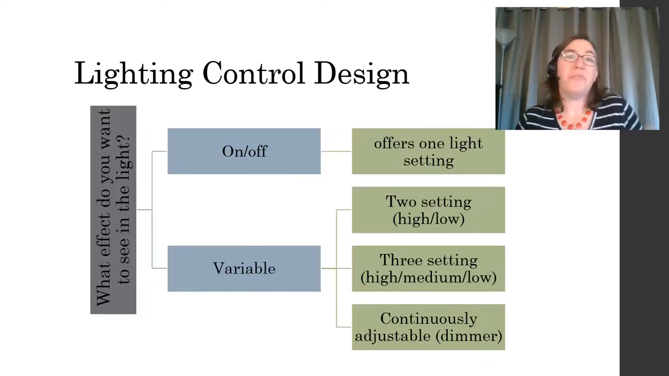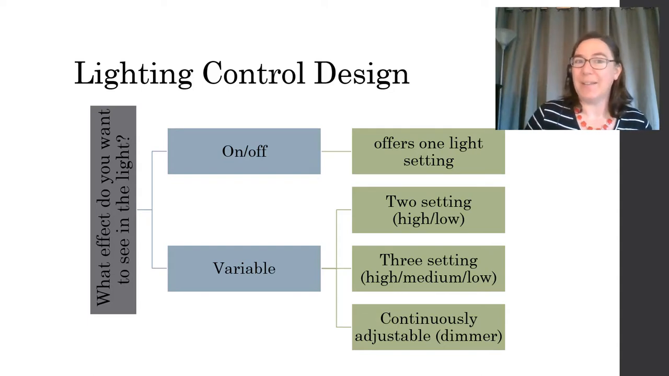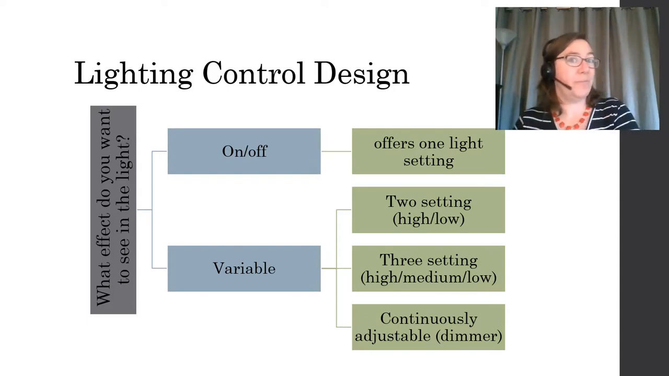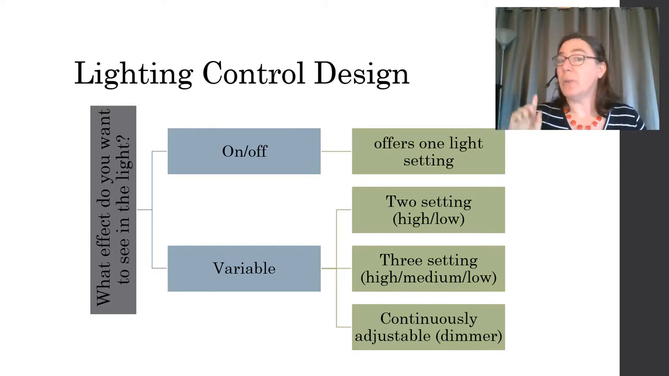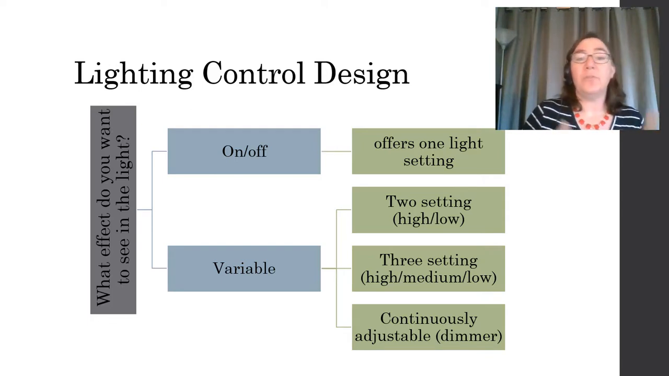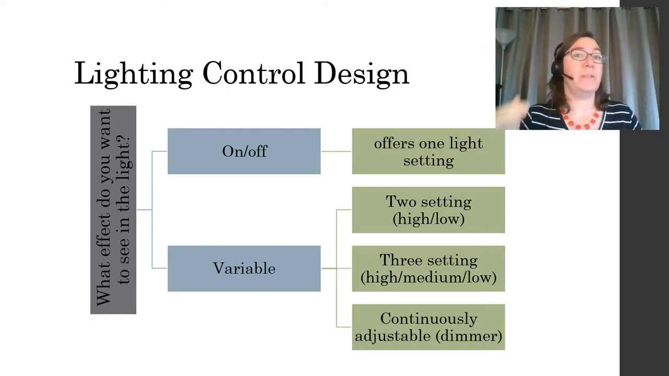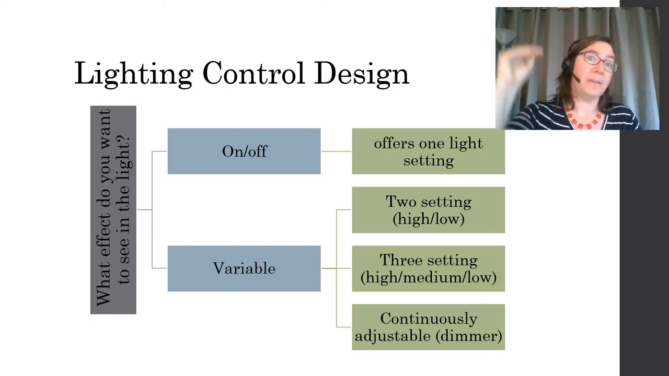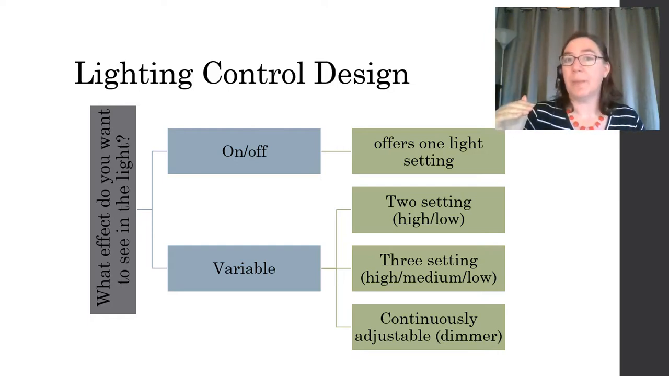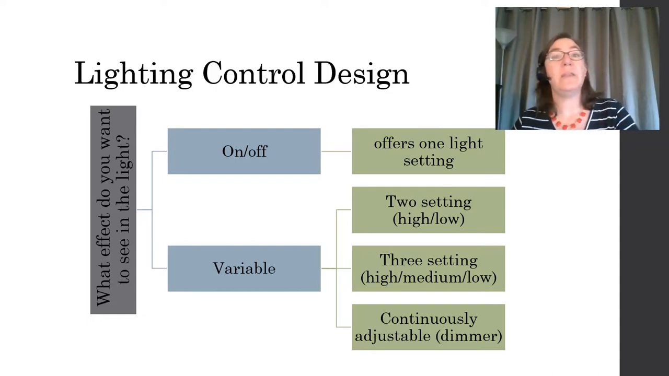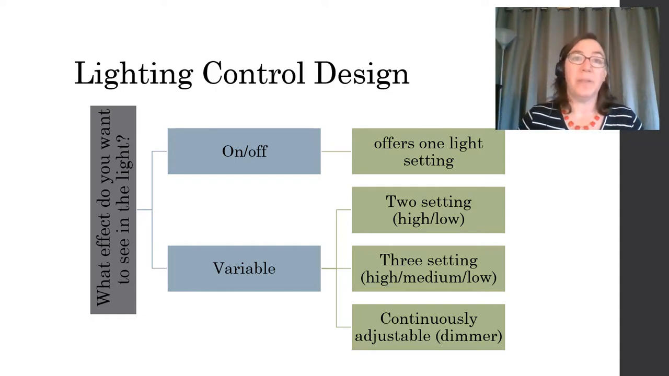So controls can have basically two effects on your lights. They can turn them on and off, which really offers only one light setting, or they can be variable controls. And those variable controls can be stepped, maybe 2 or 3 settings where they have preset amounts, okay? Or they can be continually adjustable, and you might know this as a dimmer. You slide a control up and down.